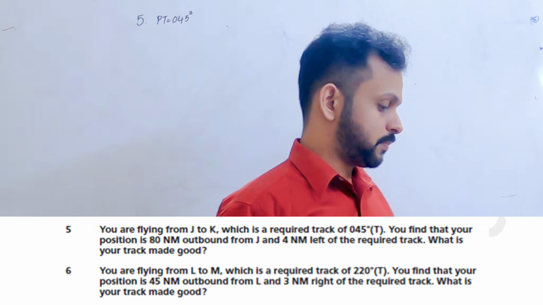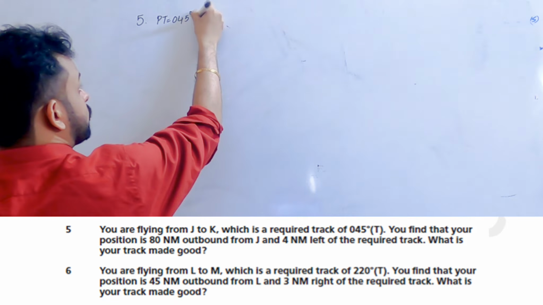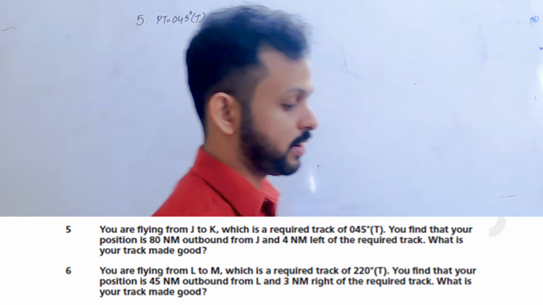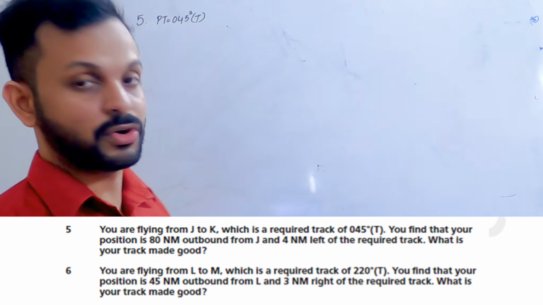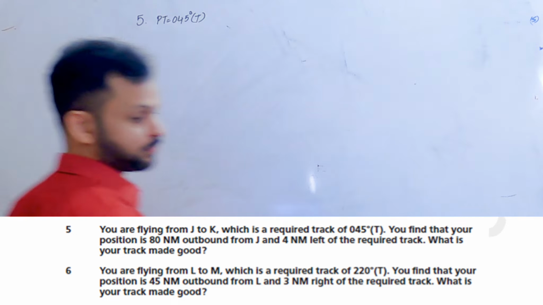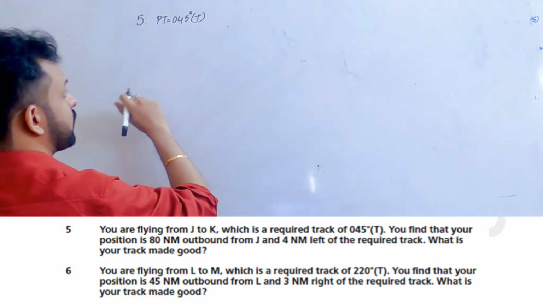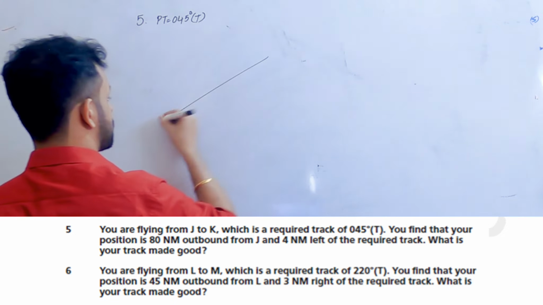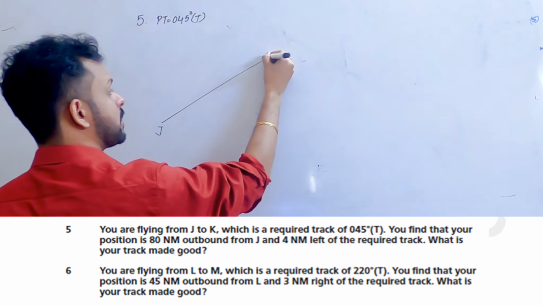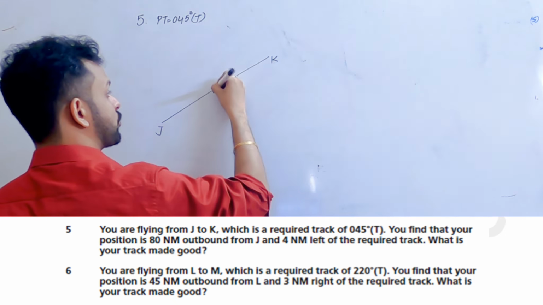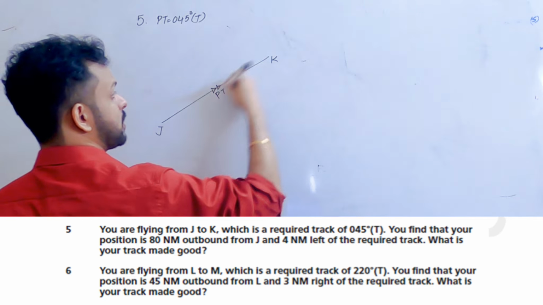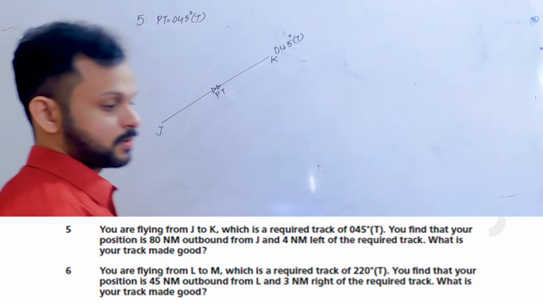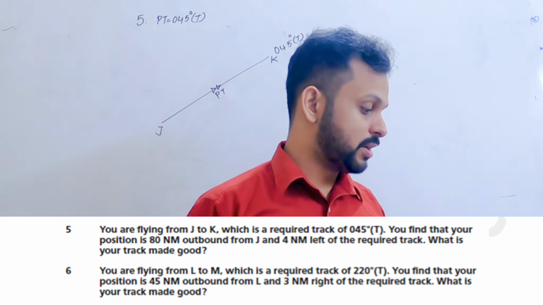Now, that's true. You find that your position is 80 nautical miles outbound from J and 4 nautical miles left of required track. So let's draw this track JK here, it's 45 degrees. If you follow the true direction system, then 45 degrees is somewhere in this direction, right? This being J and this being K. What track is this? This is your planned track, and that is 45 degrees true, right?